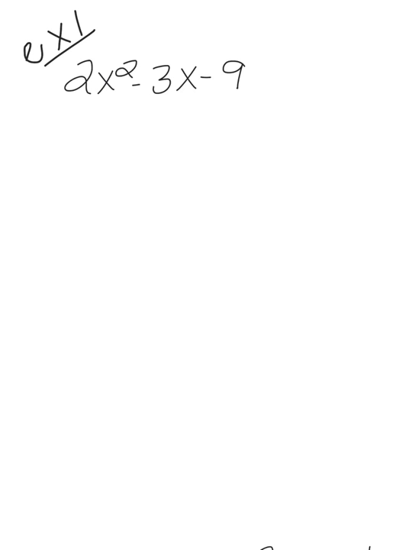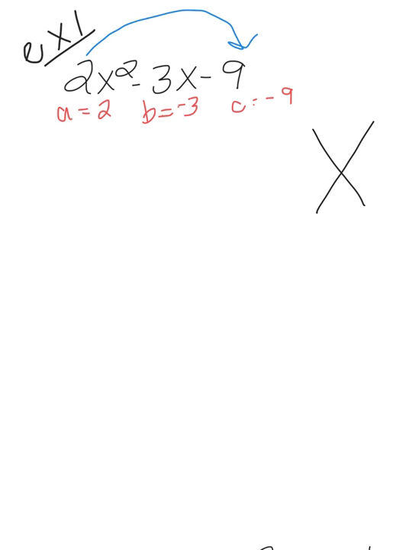There's no GCF. So the next thing I'm going to do is label what A, B, and C is. A is 2, B is -3, and C is -9. Then I'm going to draw my X. The first thing you do is slide, so 2 times -9, and that's going to go on top, -18. On the bottom is the B value, so -3.